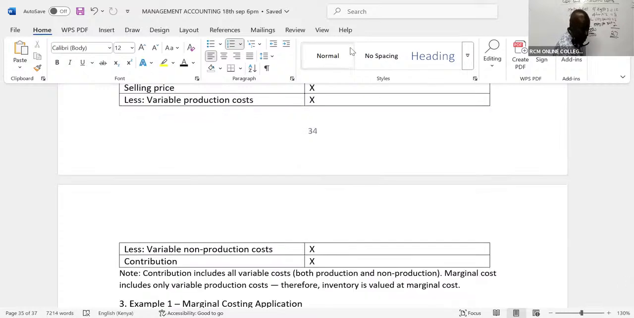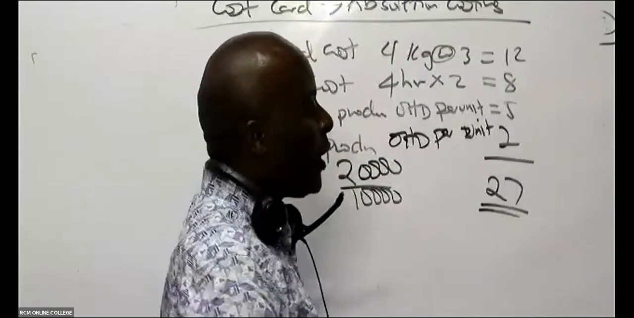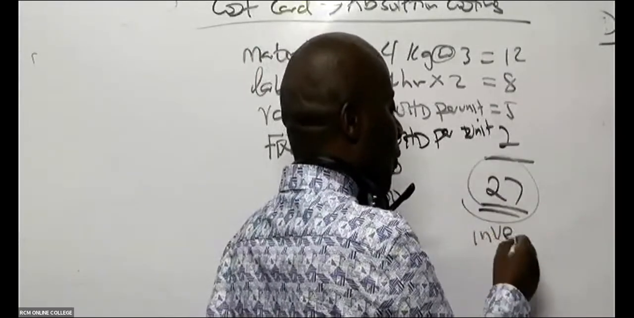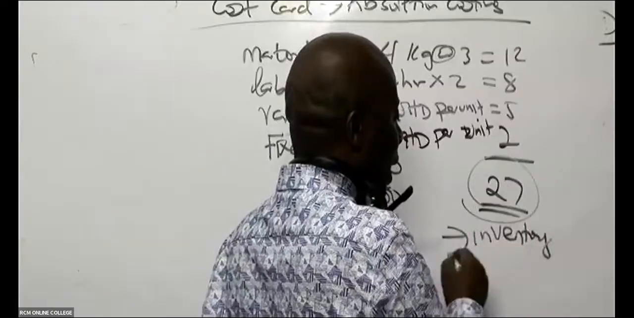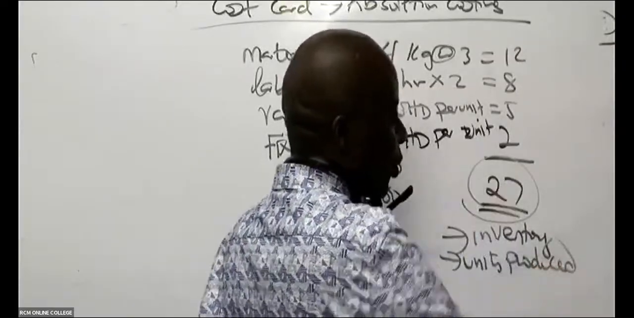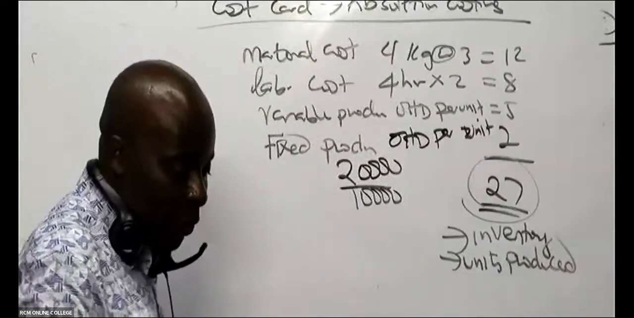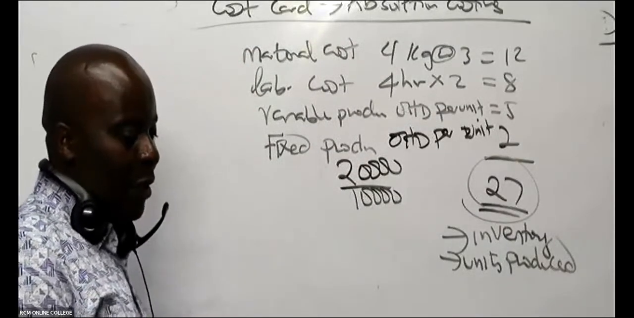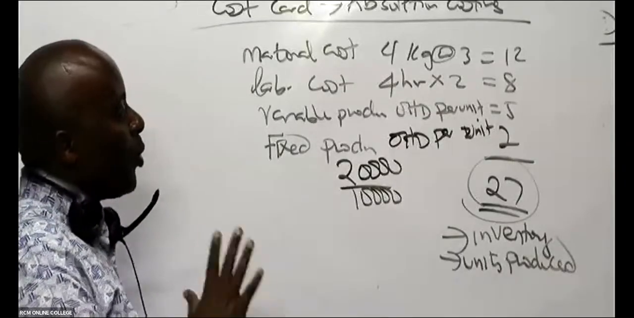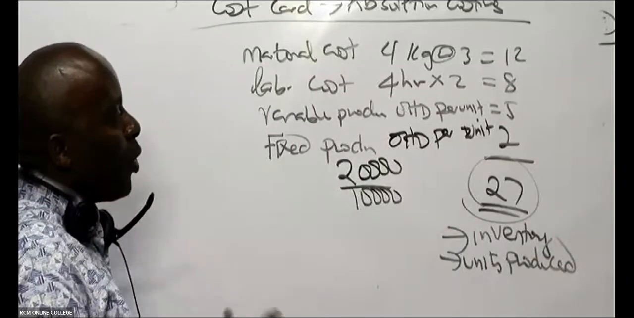This 27 is what we shall use to value inventory and to value units produced. Once you've understood that, then you are at home. You will be able to come here and do a profit and loss.